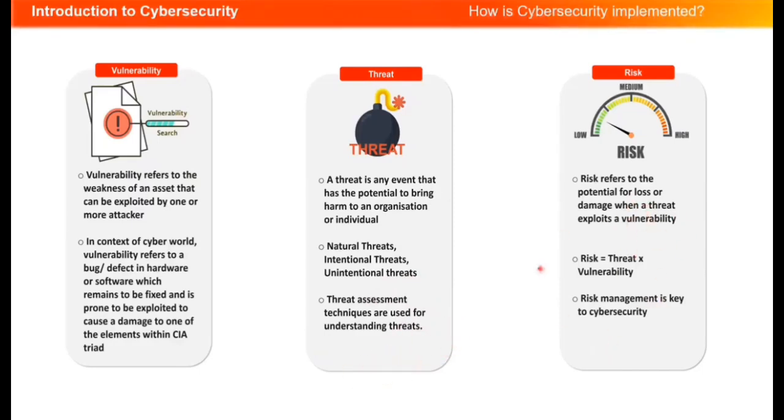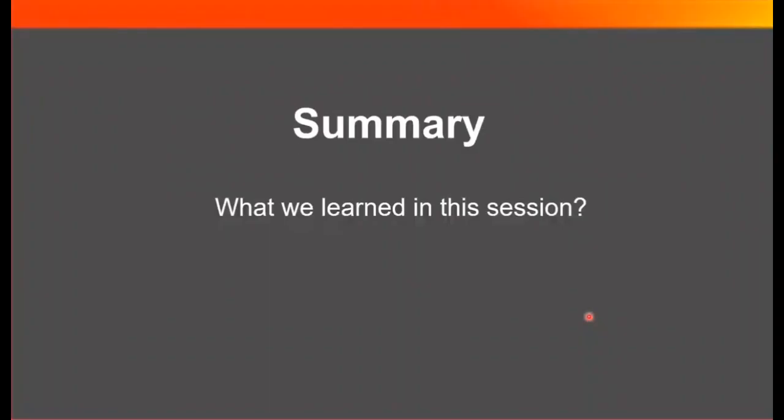And risk always has some kind of probability associated with it. So if you think of air travel, there's always a risk of an accident, but the probability is very low. So risk refers to the potential of damage or loss, and the risk is assessed based on a probability or vulnerability, and risk management is key to cybersecurity.